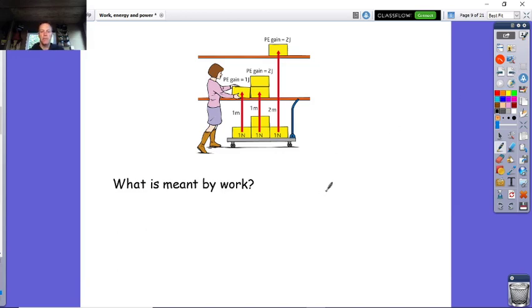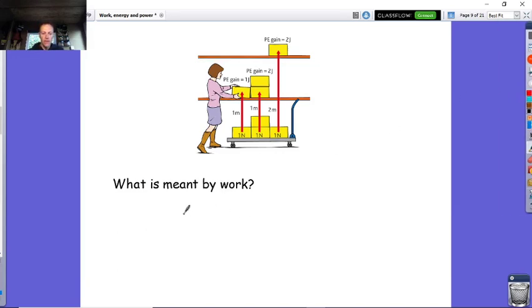So, what is meant by work? Well, you should know all the way from GCSE this equation here. Work done is equal to force times distance, and you've got that in your book. Now, this one you've learned: force is measured in newtons and distance is measured in meters. Therefore, work done is in newton meters. But it is also measured in joules.